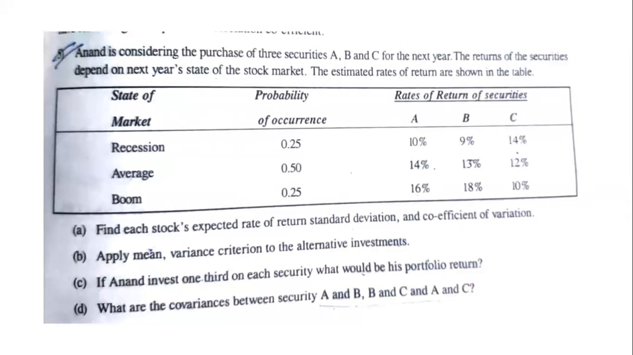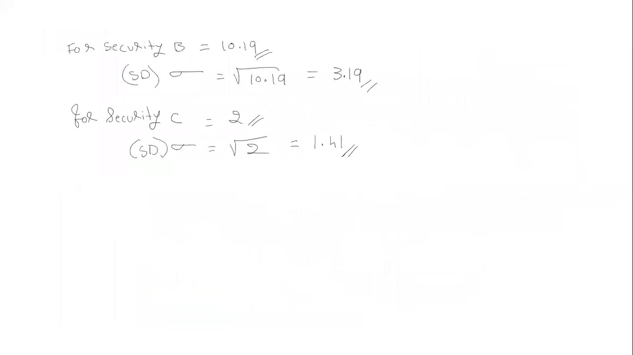If Anand invests 1/3 of each security, what would be his portfolio return? So they are telling that he is investing 1/3 in each stock. So what will be the portfolio return? So if we solve here, C, portfolio return.